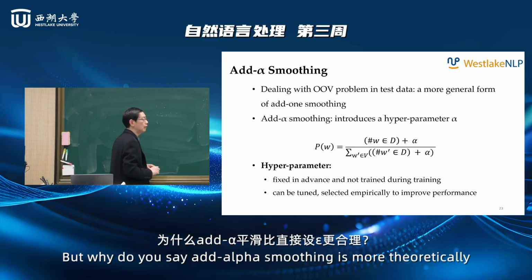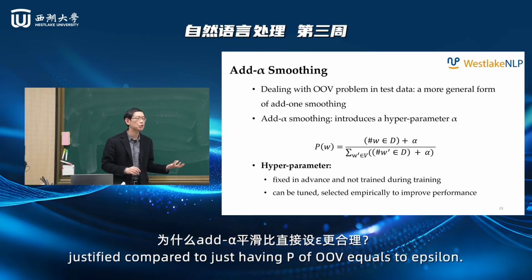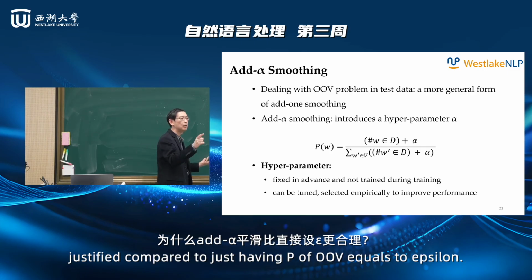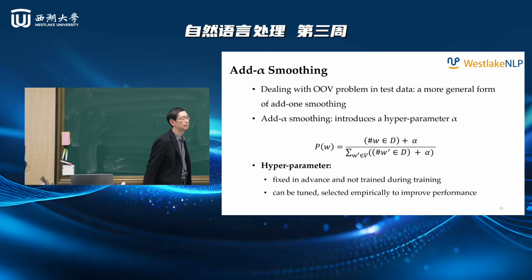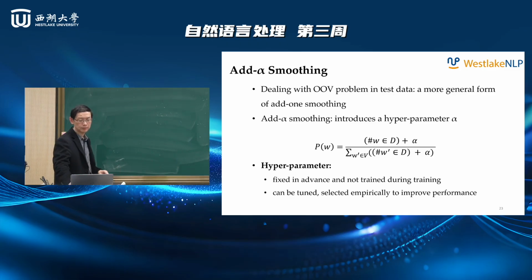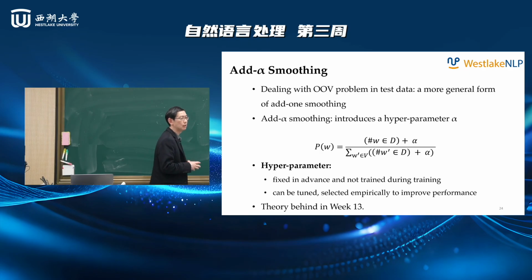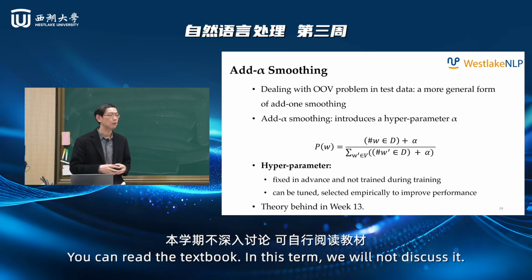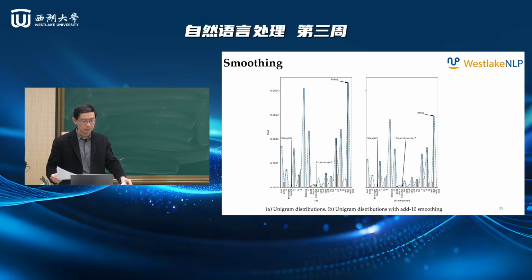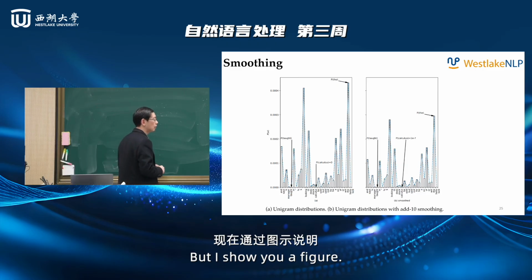But why do you say add alpha smoothing is more theoretically justified compared to just having P of OOV equal to epsilon? If you're interested, chapter 12 of the first edition will have it, okay? You can read the textbook. In this term, we will not discuss it, okay? But I show you a figure.